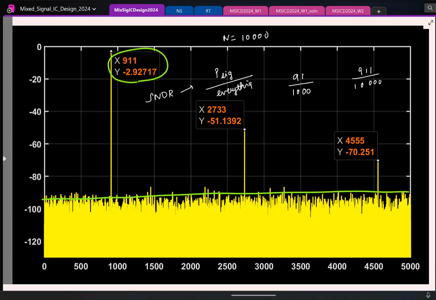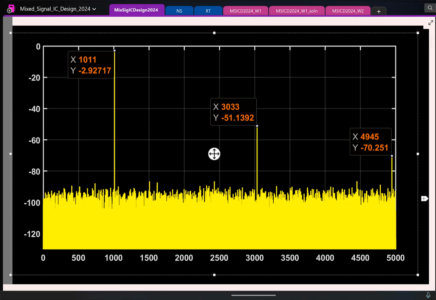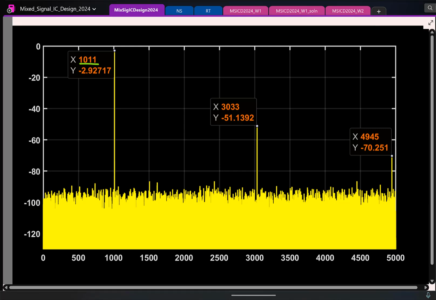Fine? Remember, we are plotting the spectrum from 0 to N by 2. In discrete time frequency, it is 0 to pi. In continuous time frequency, it's 0 to fs by 2. So if the harmonic goes beyond fs by 2, it will alias back. And I have chosen a case like that here. The same ADC, nothing changed. I have just changed the location of the input frequency.